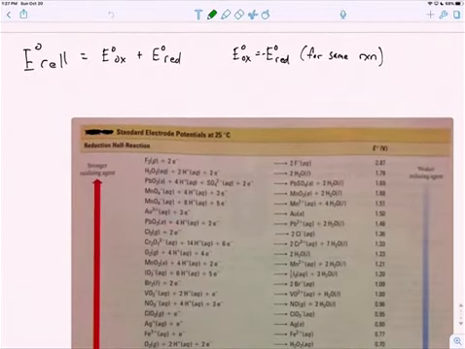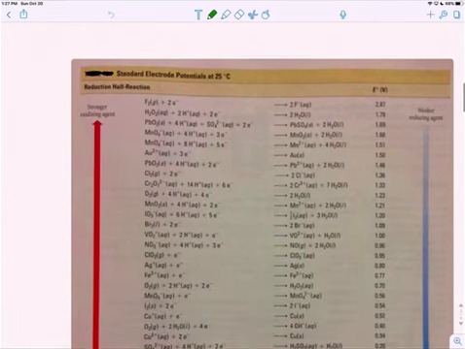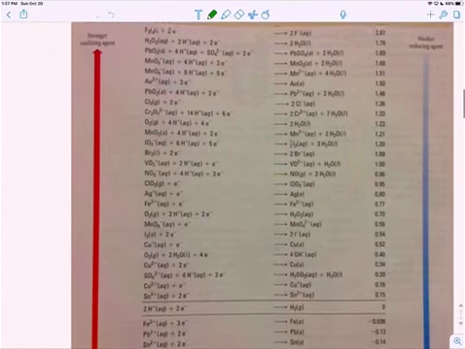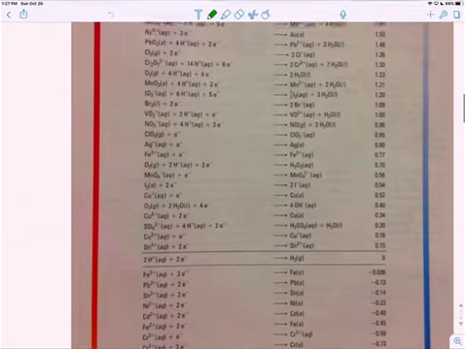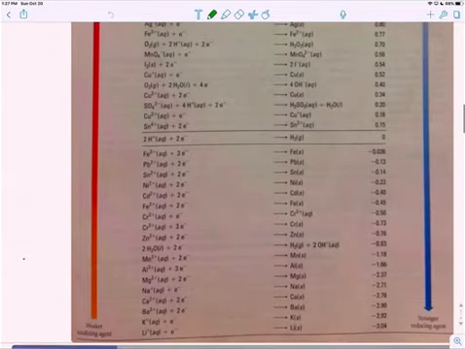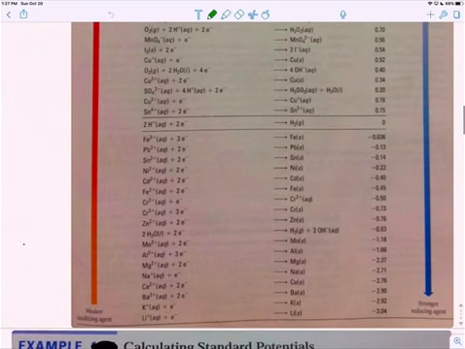So the standard cell potential is the oxidation potential plus the reduction potential, and the oxidation potential is the opposite of the reduction potential. So how do we get all these? We actually have gone and tabulated all of the standard electrode reduction potentials for everything. It's relative to acid forming hydrogen. So we picked a zero, and we picked acid forming hydrogen as our zero, and now we relate everything else to that.